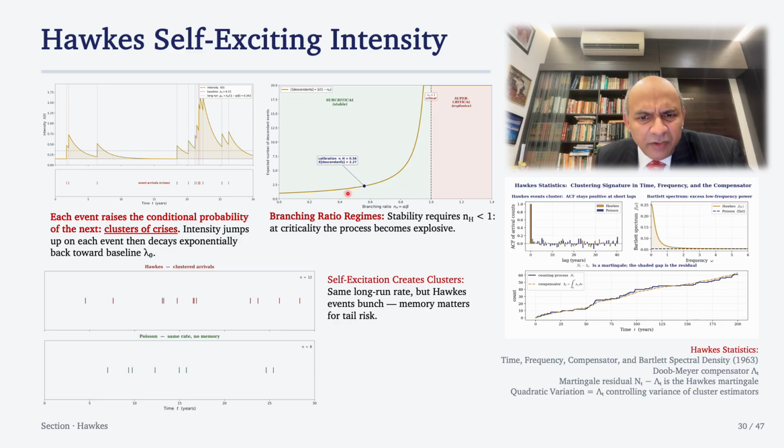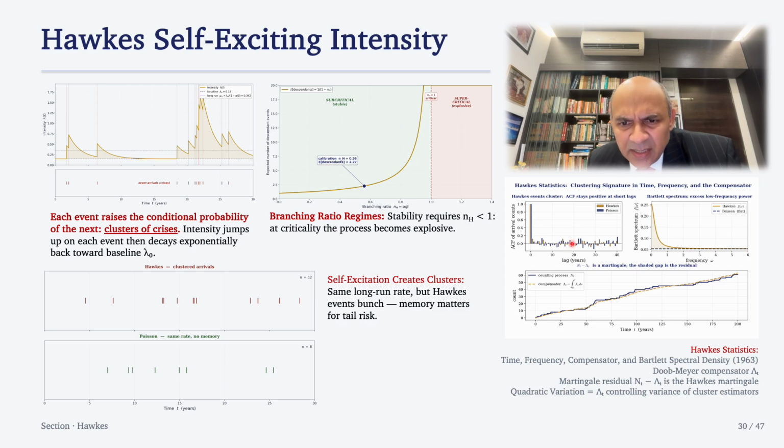In terms of the branching ratio, you see that we are operating over here, 0.56. As it moves towards 1, it becomes more and more unstable and explosive. So supercritical region over here. We are very much in the subcritical region.